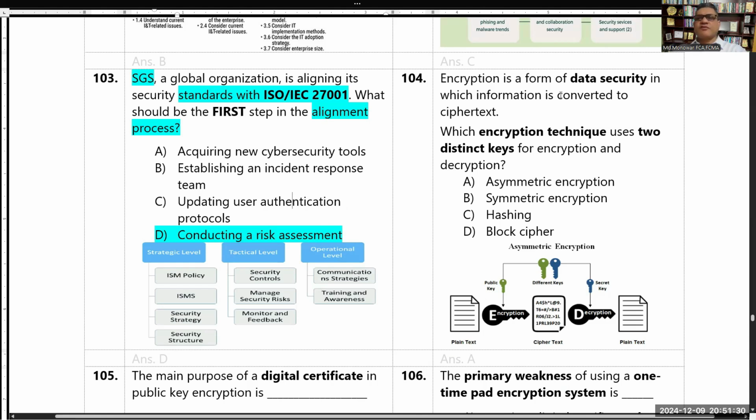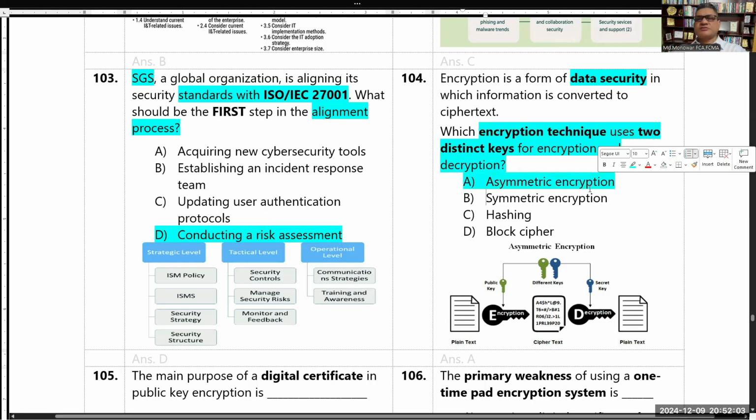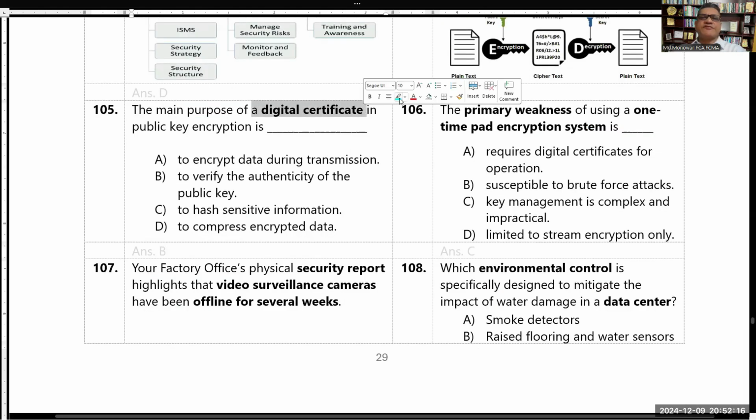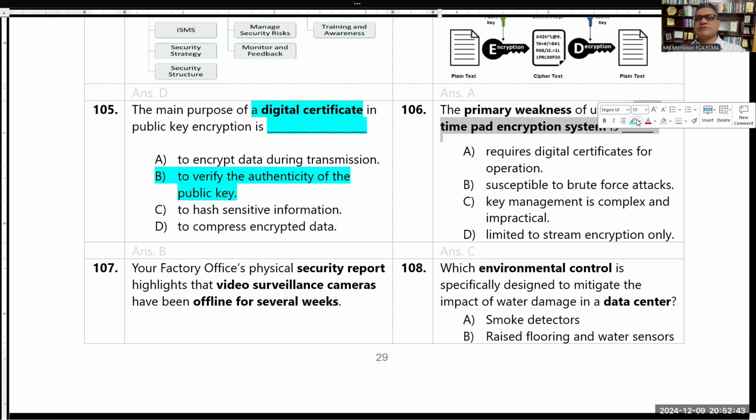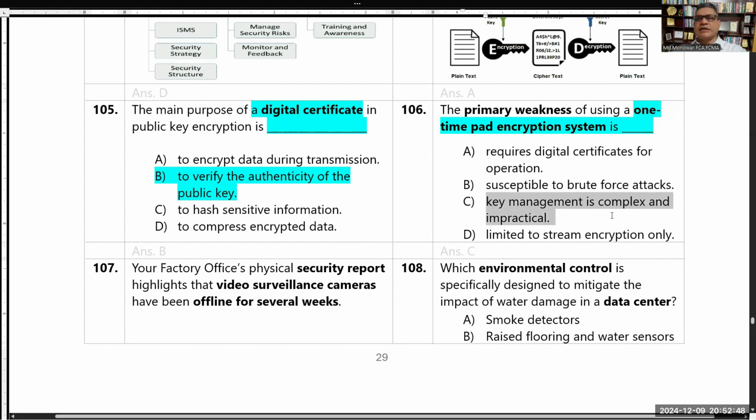Encryption is a form of data security in which information is converted from plain text. Based on that, which encryption technique uses two distinct keys for encryption and decryption? We know it is asymmetric encryption. Answer A. So we are using two keys. The main purpose of a digital certificate in public key encryption is to verify the authenticity of the public key. Answer B. The primary weakness of using a one-time pad encryption system is that key management is complex and impractical. Answer C.